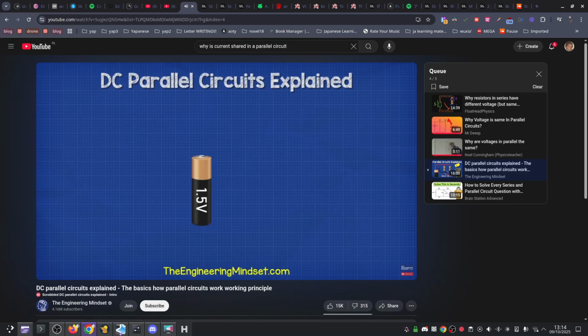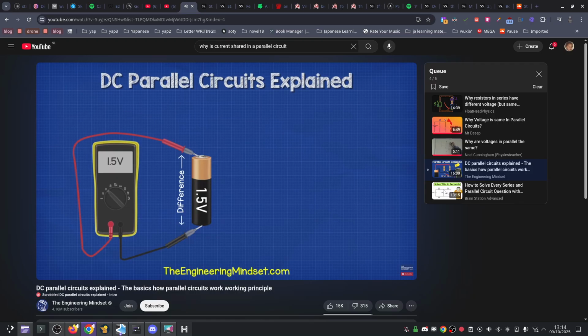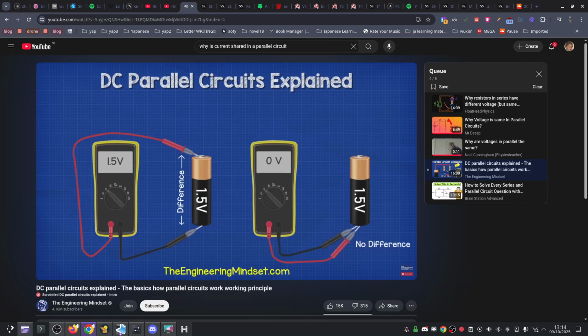Let's look at voltage first in parallel circuits. Say we take a 1.5 volt battery. If we use a multimeter to measure across the two ends, we will read 1.5 volts. But if we measure the same end, we get a reading of 0. Why? Because we can only measure the difference in voltage between two different points.